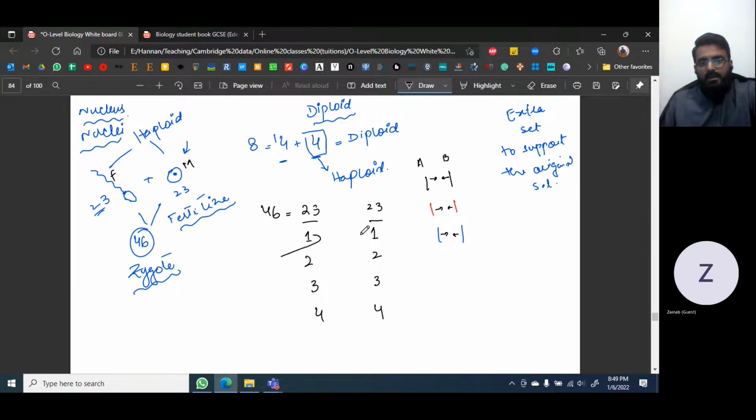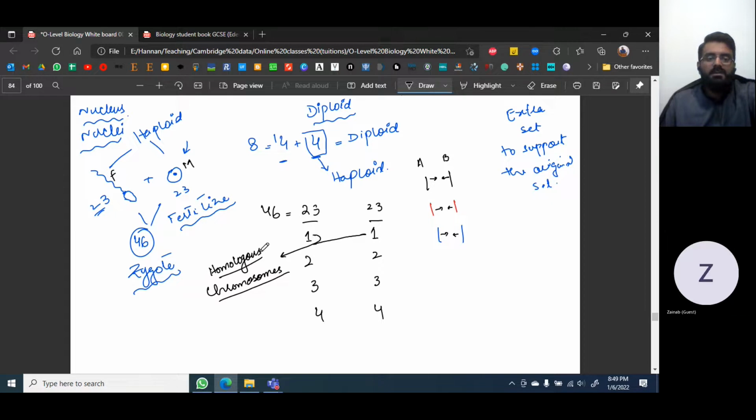What would be the relation of these two similar chromosomes called? These two chromosomes being similar, these two would be called homologous chromosomes.